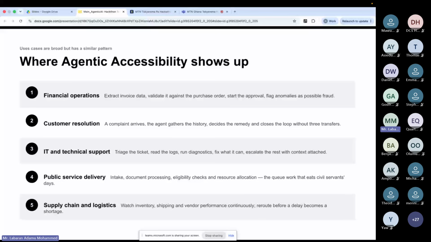Let's say document processing from public services like the passport office and the rest. We can think of a place like that where we can use an agent. Supply chain and logistics. I believe what our brother is solving falls under logistics. That's a good problem. We can think broadly.